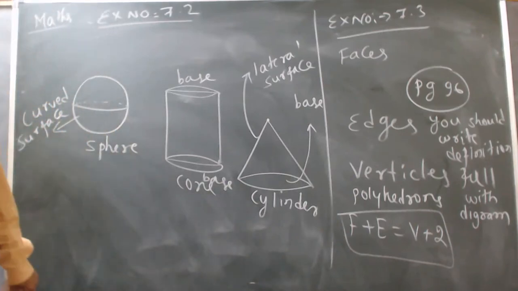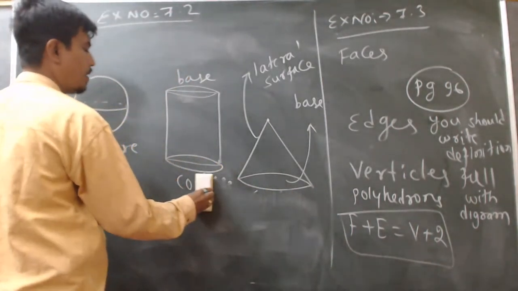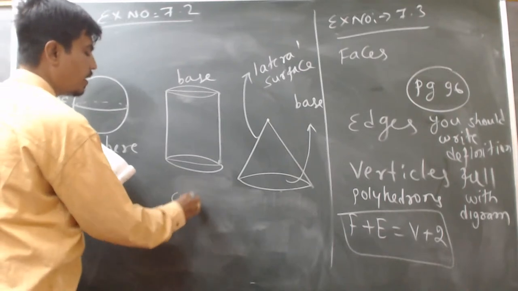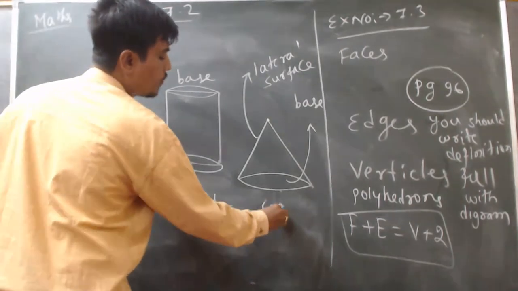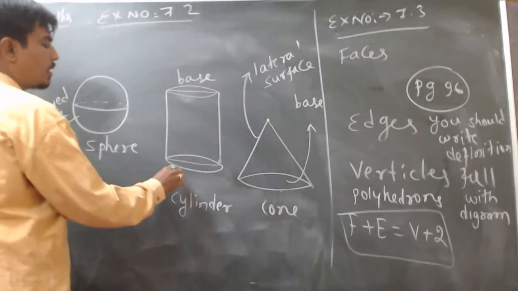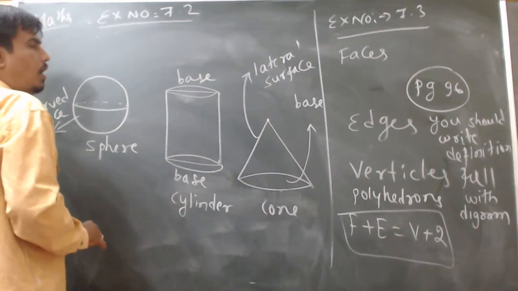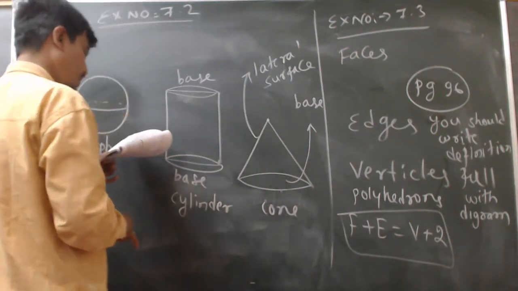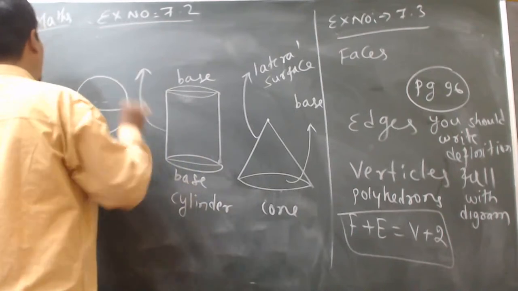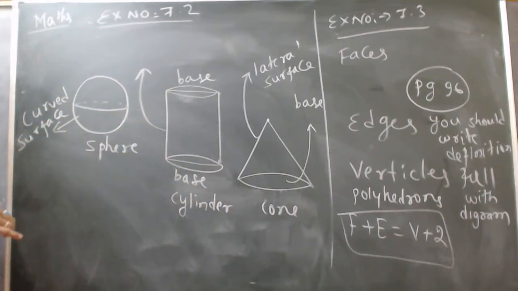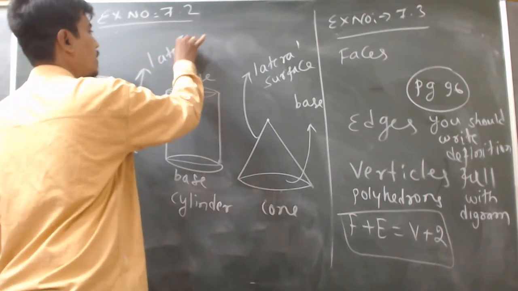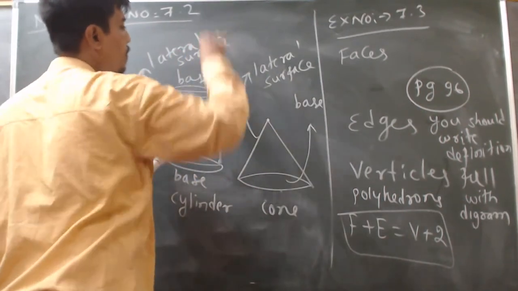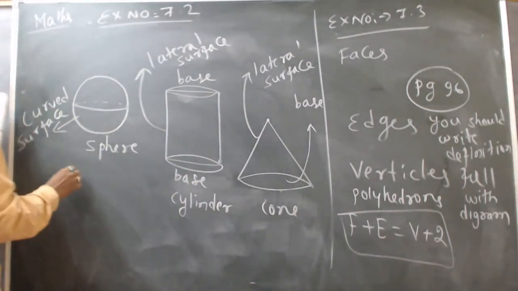Sorry, the names got interchanged. Sorry for that. I should write this as cylinder, this as cylinder, and this as cone. How many bases are there for a cylinder? Two bases. And for a cone, only one base. How many lateral surfaces are there for a cone? One. And how many lateral surfaces does a cylinder have? One. Is there a lateral surface for a sphere? No. It has a curved surface.